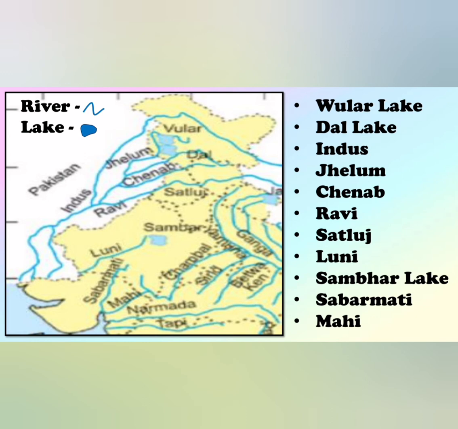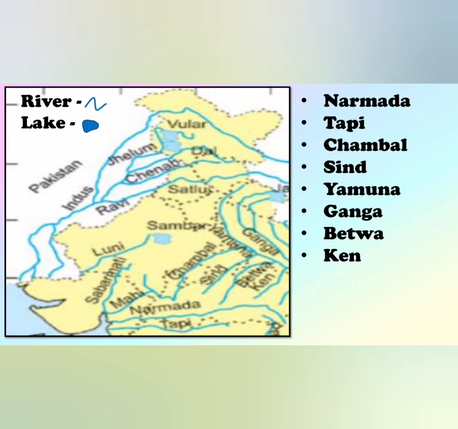Below that we have Dal Lake. Then we have the river Indus, Jhelum, Chenab, Ravi, and Satluj. Then the river Luni and Sambhar Lake. Below river Luni we have Sabarmati, and below Sabarmati we have Mahi. Below Mahi we have Narmada. Below Narmada we have Tapi river.